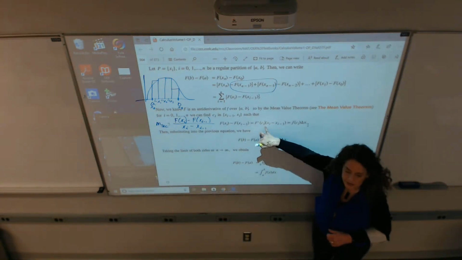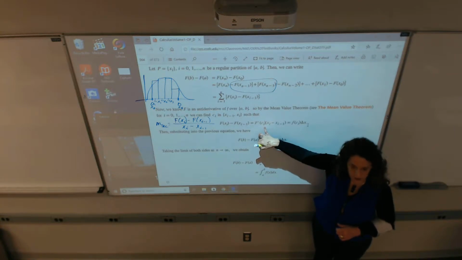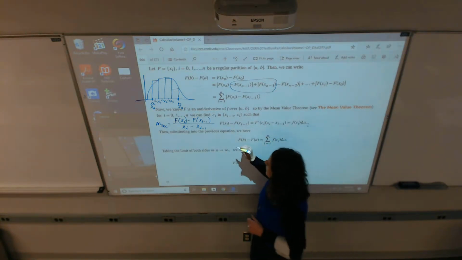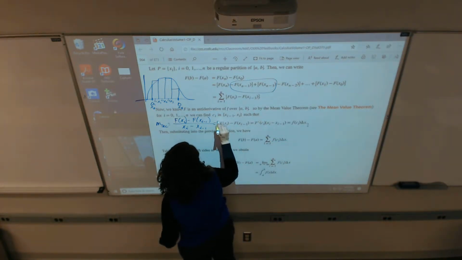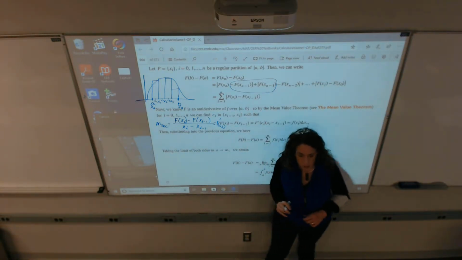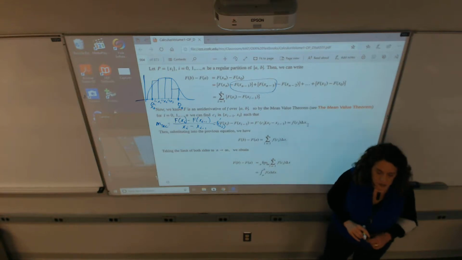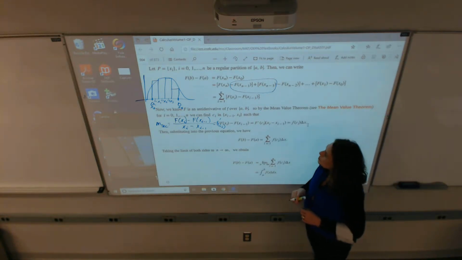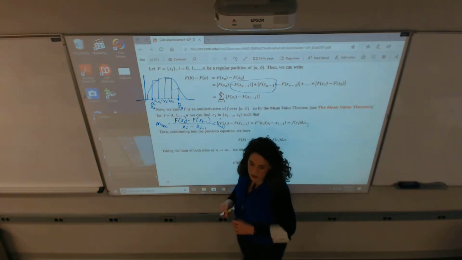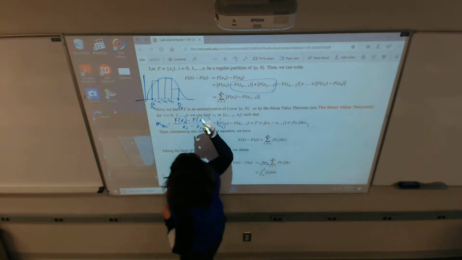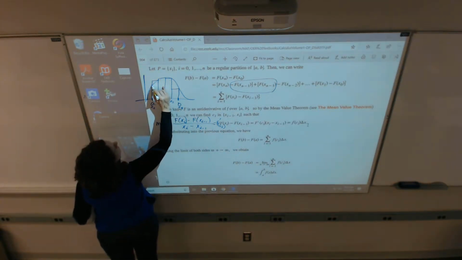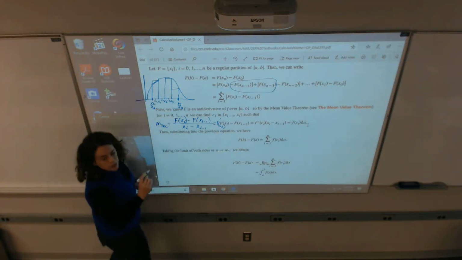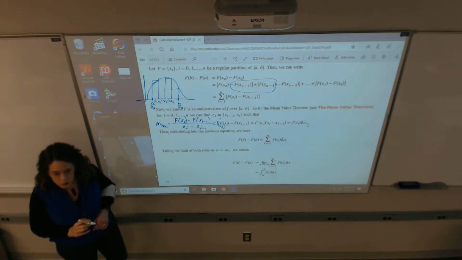And F prime of c is the slope of the tangent line, right? That's what we have. So this has to equal some F prime at c sub i. Somewhere in that box is a point where the slope of the tangent line is equal to the slope of the secant line. And let me draw them for you. There's the secant line. So somewhere in there, there's got to be a point where the derivative slope is the same.